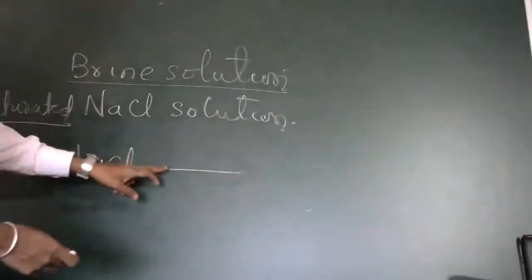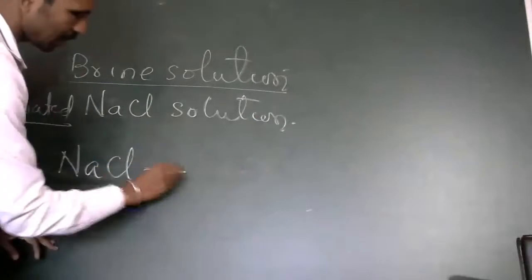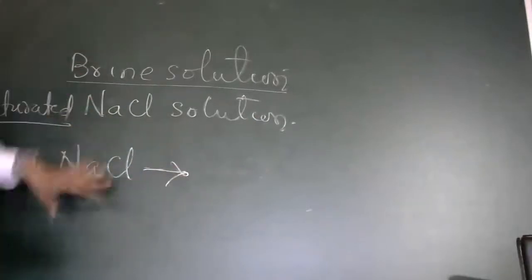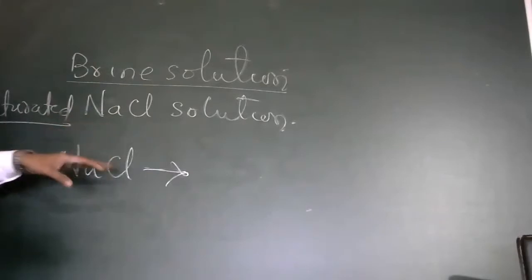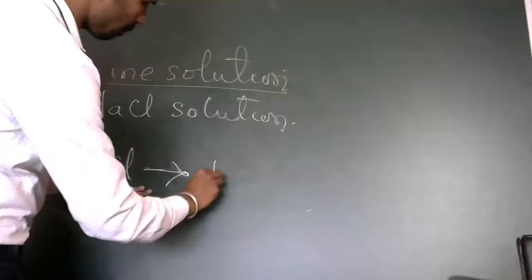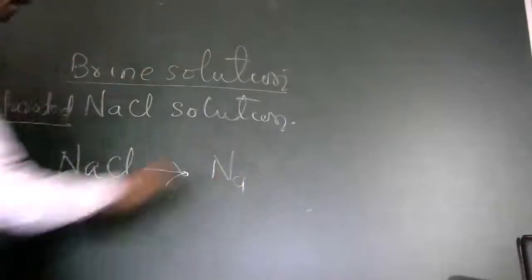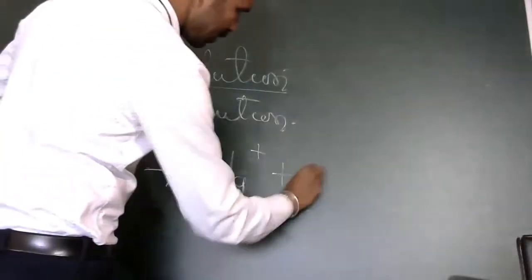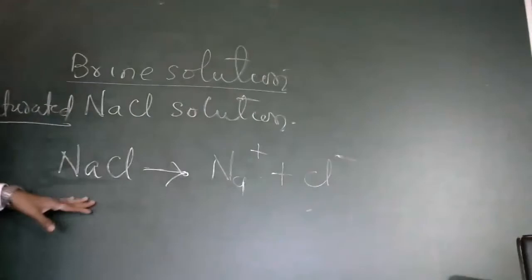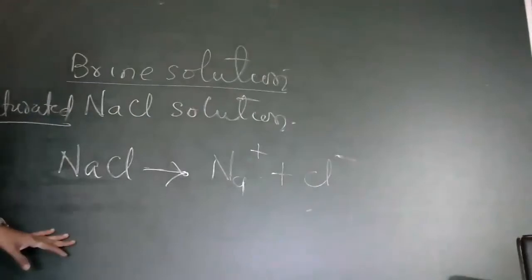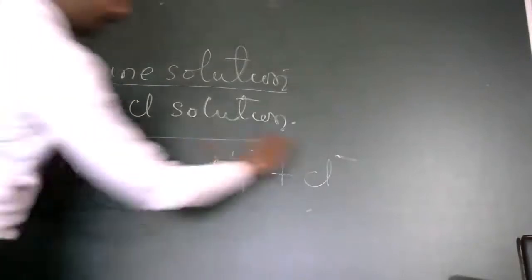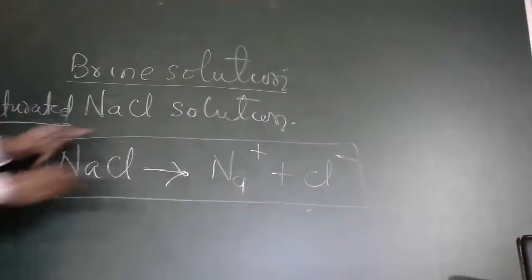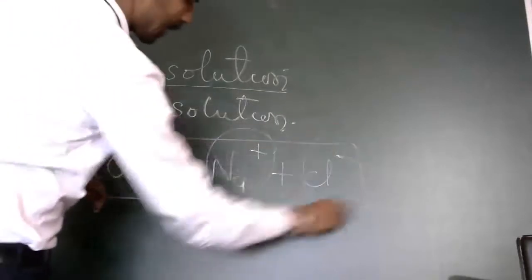NaCl. When electricity is passed through a solution of NaCl, that is brine solution, it decomposes. Na+ is formed, and Cl- is formed. This process will happen, and this is a cation and this is an anion.